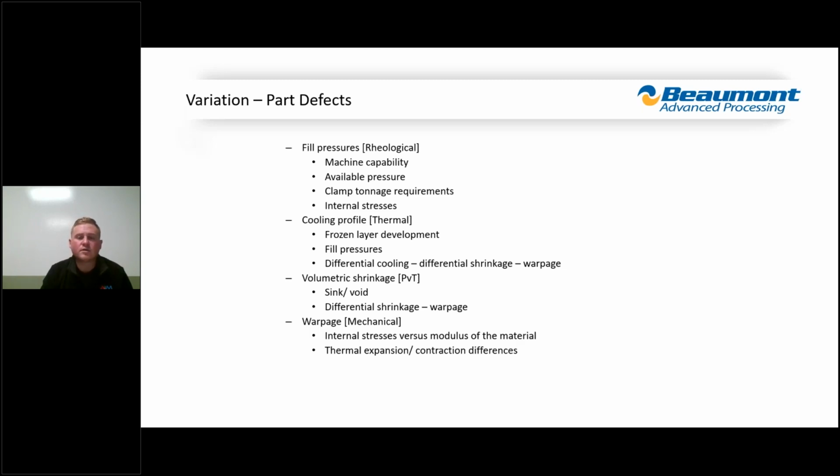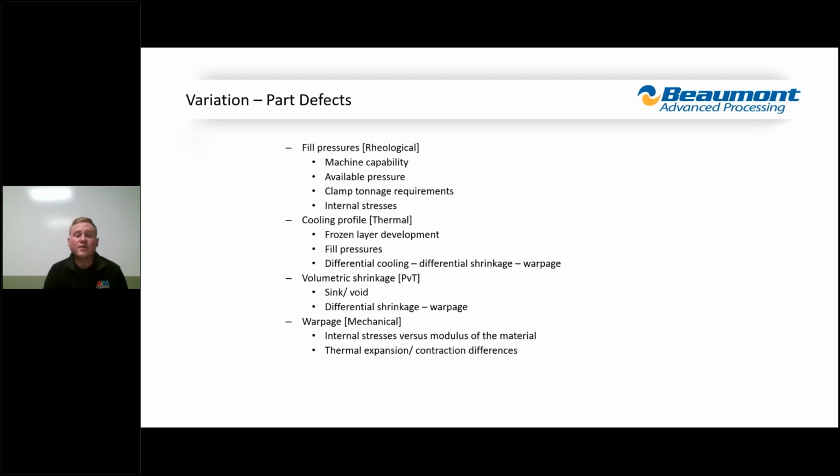All of those things can be variables changing as we change these different materials, which are changing in rheological properties. When we talk about thermal properties, we're going to change our cooling profile. So as we have differential thermal properties in these different polypropylene materials, we're talking about different frozen layer development in simulation, which is going to affect, with the flow behavior of the rheological properties, the fill pressures we see.